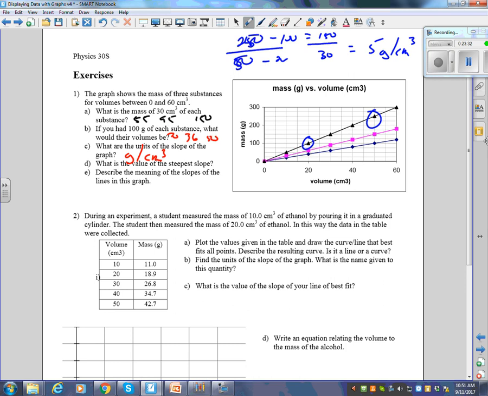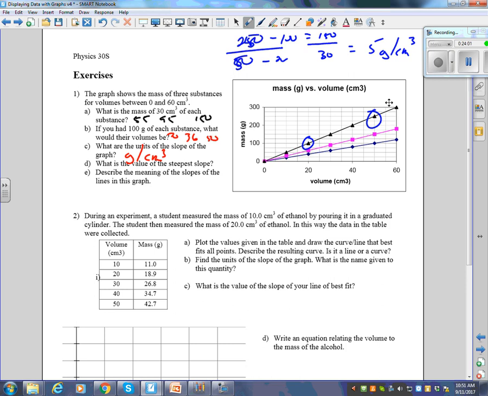Should you get the same slope, 5, as if you took those outside points? Yeah, why? Because the line is straight. It doesn't matter what points you pick. The line is straight. And it's 5 grams per cubic centimeter, which means that every cubic centimeter that you add on, the mass goes up by how much? 5. That's what it means. 5 grams per cubic centimeter. Every cubic centimeter, there's an increase of 5.